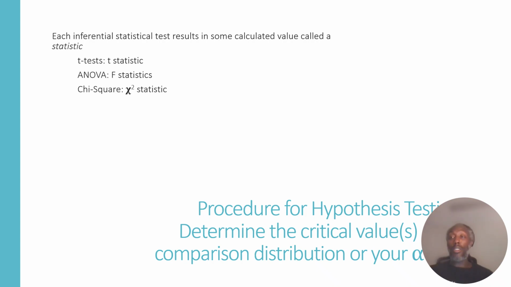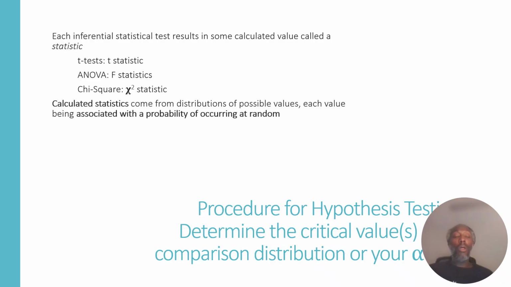In the t-test, you have a t-statistic; for ANOVA, or analysis of variance, you have F statistics; and for chi-square, you have chi-square statistics. There are lots and lots of different inferential statistical tests, and each of them has some statistic associated with it. Those calculated statistics come from some distribution of possible values. In other words, each value that calculated statistic could take has some probability of occurring. Some statistical scores are less likely than others.